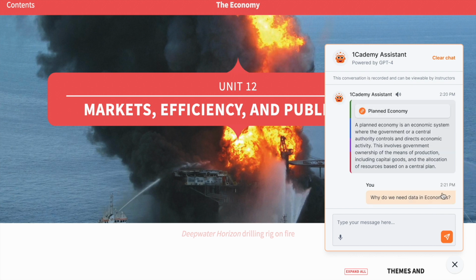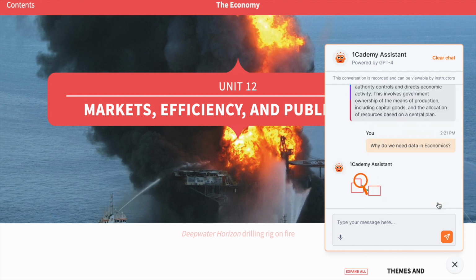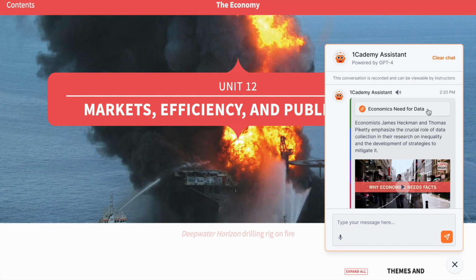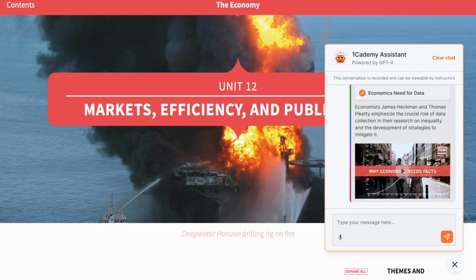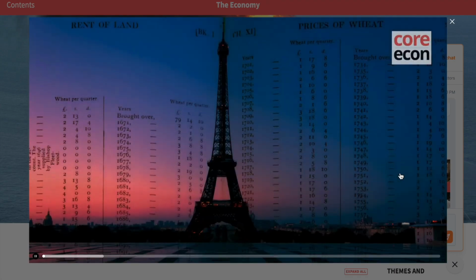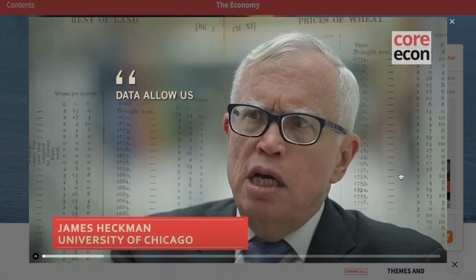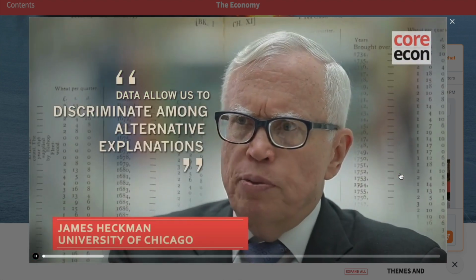The user can ask questions beyond just definitions. In this case, why is data important to economics? The assistant is able to find content on 1Cademy that addresses the question. In this case, it includes a video which the user can expand and watch on that page.